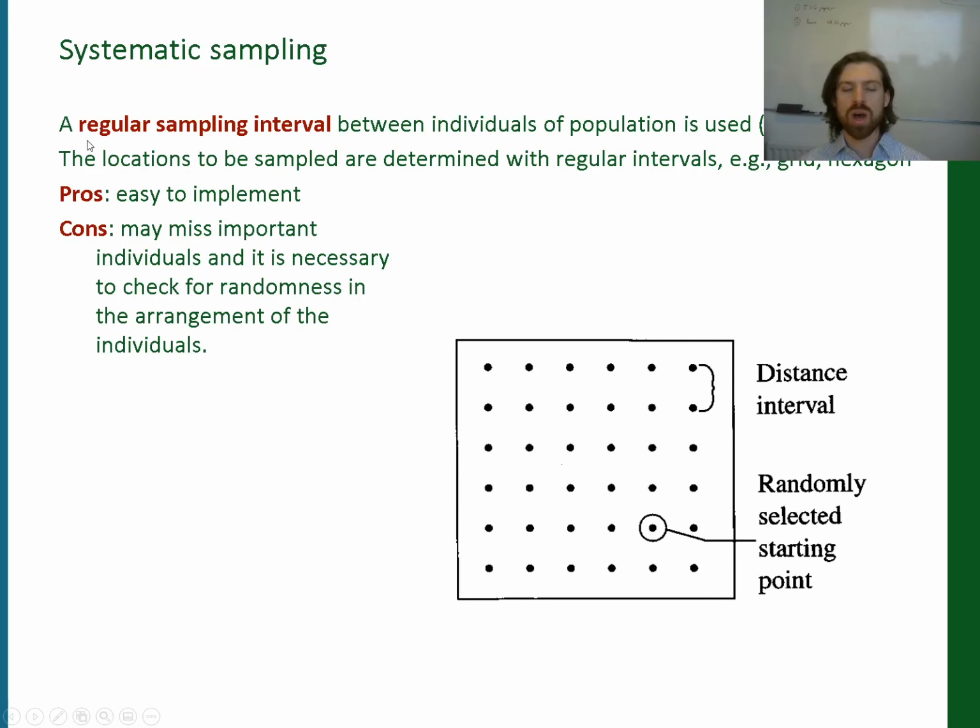Systematic sampling, so this is where you regularly sample individuals of a population, for example. And the locations that you might want to sample could be determined with regular intervals. I do this quite often, and it's very useful. If you create a 1 kilometer grid, for example, and then you take the centroid, so the middle point of that, then you're able to get a value for what's generally happening in each one of those 1 kilometer grids. And that's a very high level of spatial disaggregation.